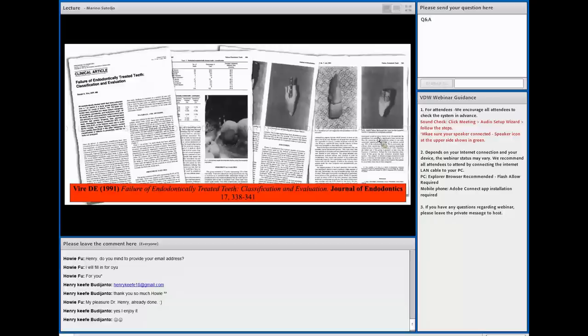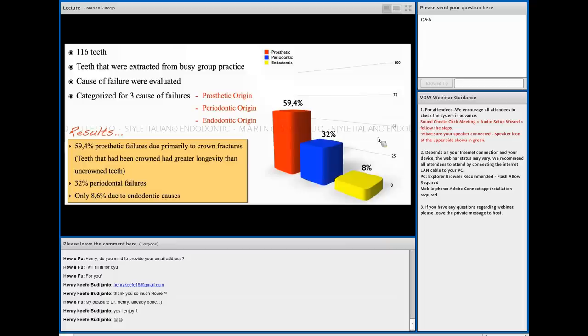Fide in 1991 classified the failure of endodontic retreatment, and it's not surprising that more than 50% of the causes of failure are not because of endodontic failure. It is caused because of prosthetic failure.